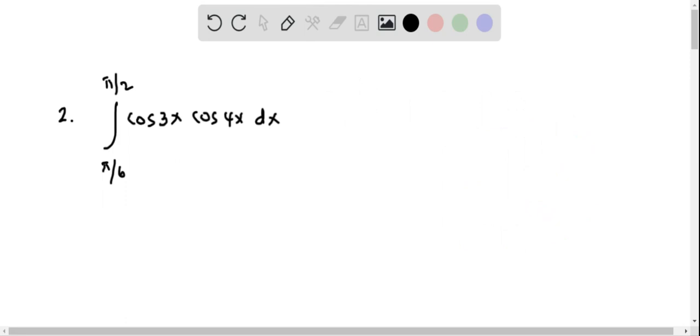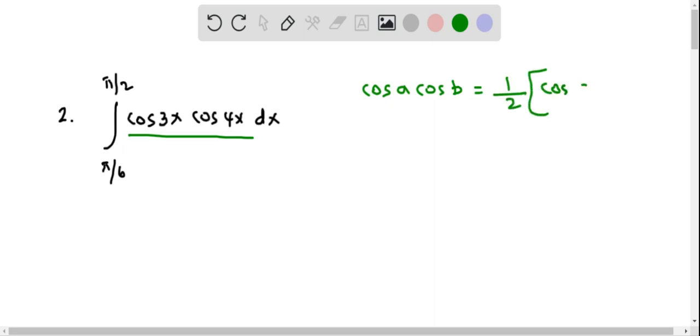Let's do question 2. So here we have the definite integral of cosine 3x cosine 4x dx from x equal to pi by 6 to pi by 2. These are the limits of x. So first we can rewrite this product function as a sum function using the product to sum identity. That is, cosine A cosine B, this is a product of cosines, equals half of cosine A plus B plus cosine A minus B. This basically is the product to sum identity. So we are going to use this identity.